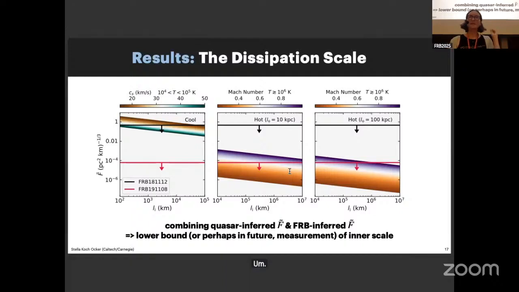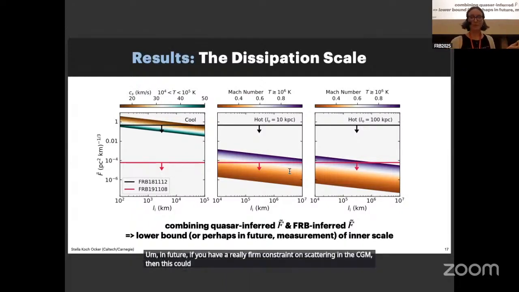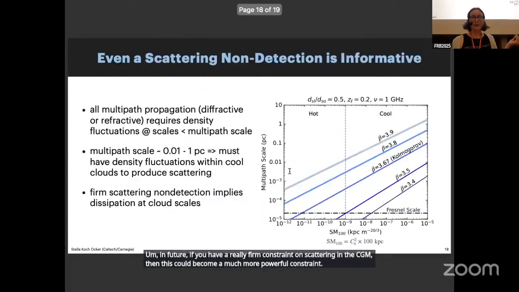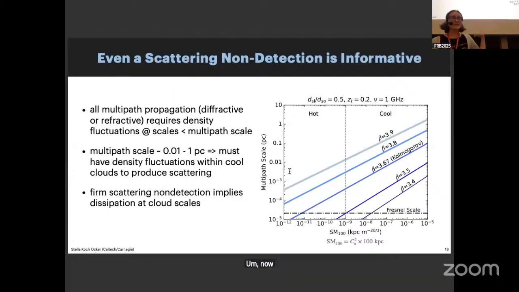In future, if you have a really firm constraint on scattering in the CGM, then this could become a much more powerful constraint. Now, it turns out that you don't even need to detect scattering from the CGM in order for that to be informative.